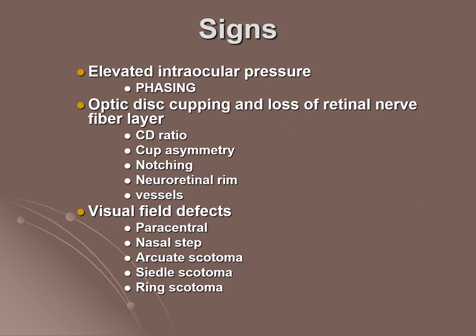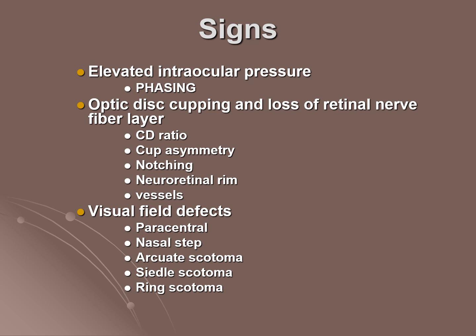What are the signs of the disease? Elevated intraocular pressure. Initially, it may be the diurnal variations. It may be more than 5 millimeters of mercury between the highest and lowest pressure at any time of the day. It is suspicious. Other signs are optic disc cupping and loss of retinal nerve fiber layer. Cup disc ratio is increased.